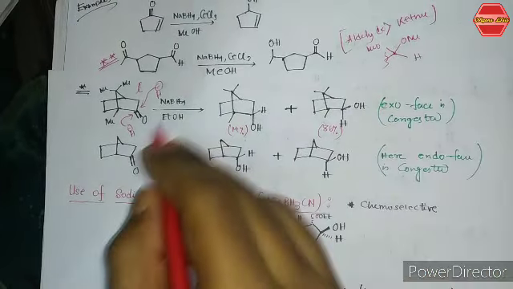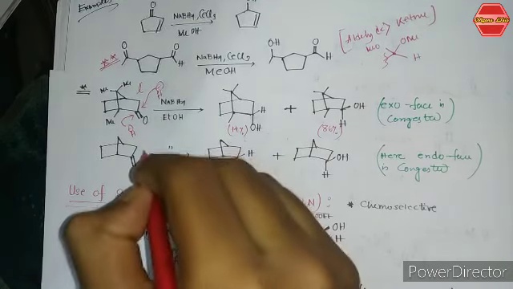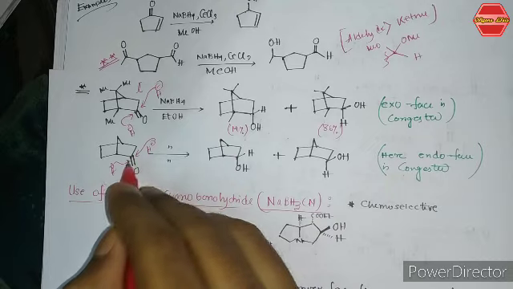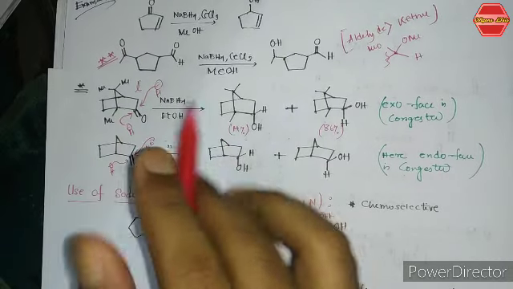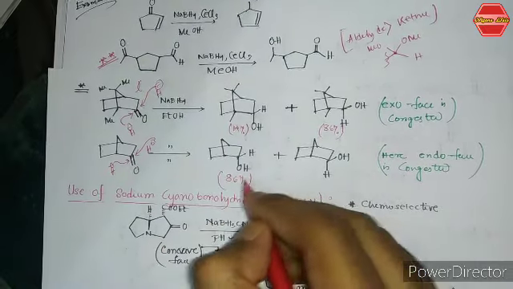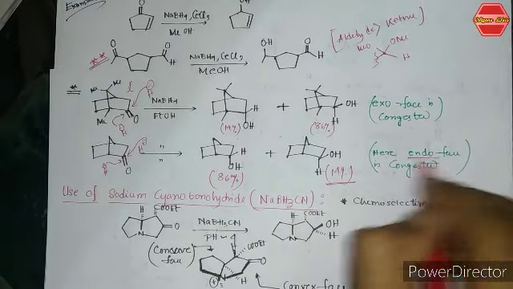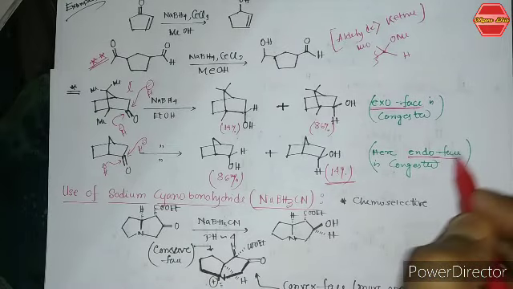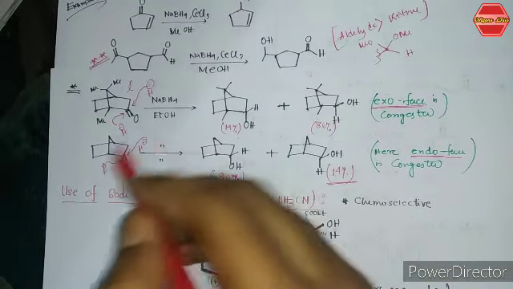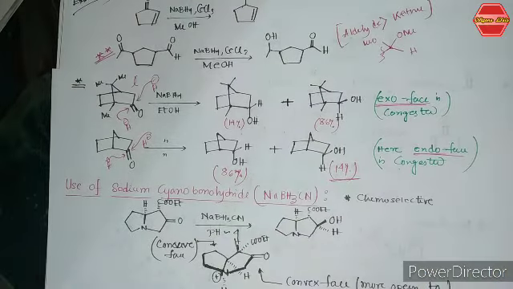But if you use the same reagent condition, sodium borohydride and ethanol, there is also a chance to attack from here and from here, but the exo face is not much congested, so this product is formed in major amount, that is 86%, and this is your 14%. Here this is your exo face, and this endo face is slightly congested, because this face is closer to this group. That is why this product is in lower amount and this is your higher amount.